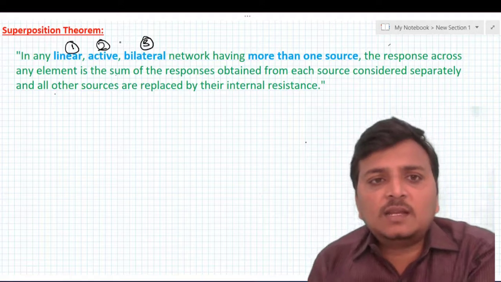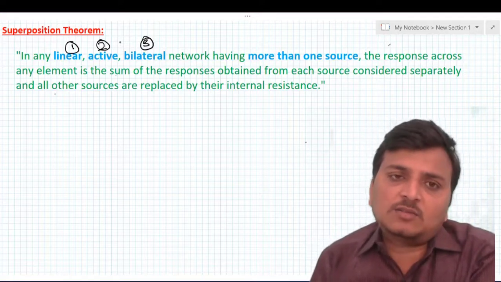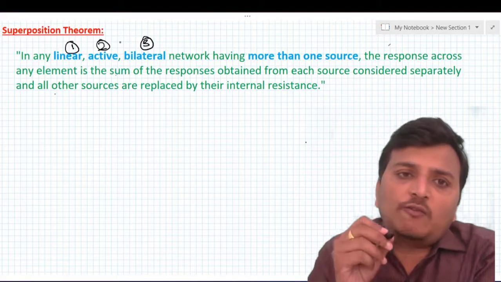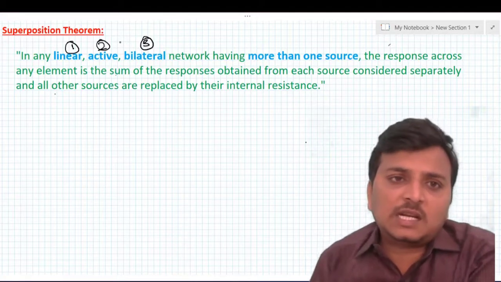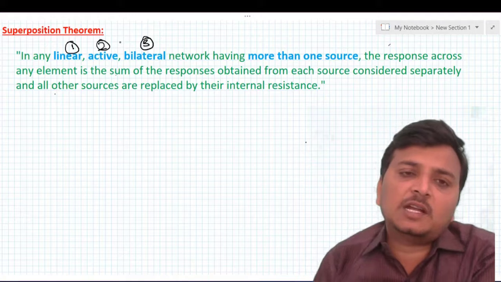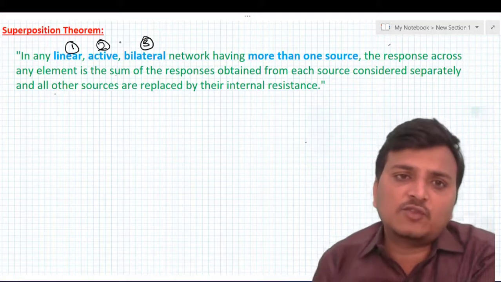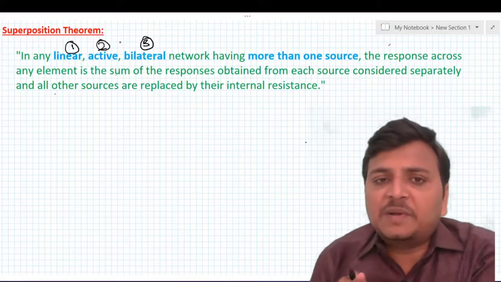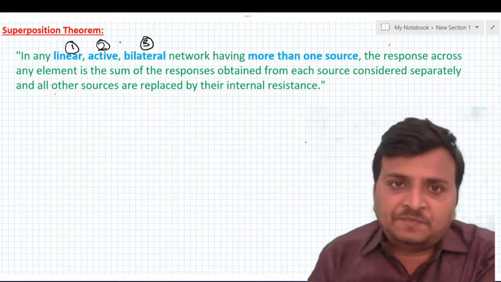In any linear, active, bilateral network, when you want to apply the superposition theorem, your circuit should follow three conditions. What are the three conditions? Your circuit should be linear, it should have active sources, of course more than one source, which is required. And third, all the elements in the circuit should be bilateral.